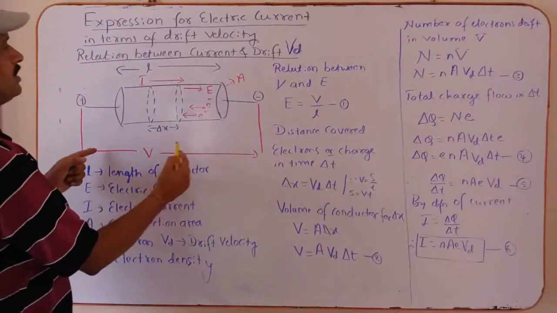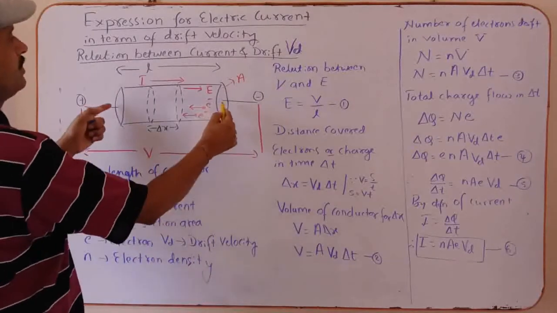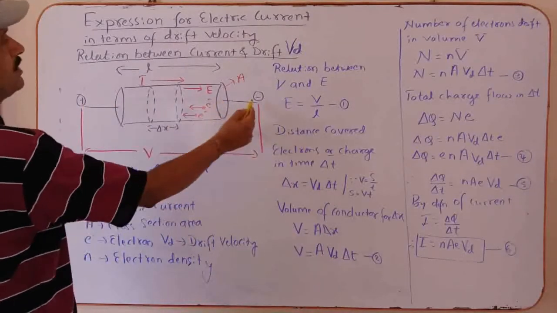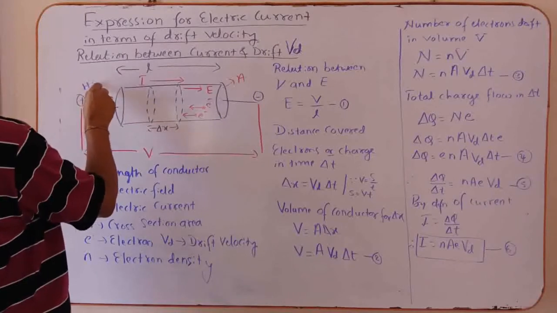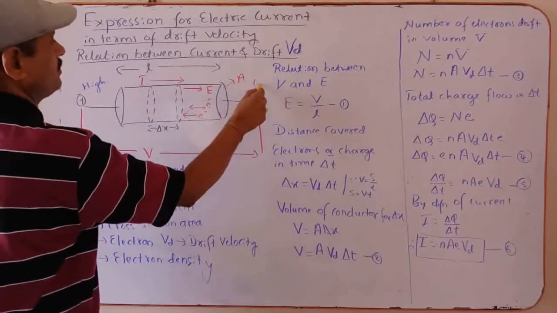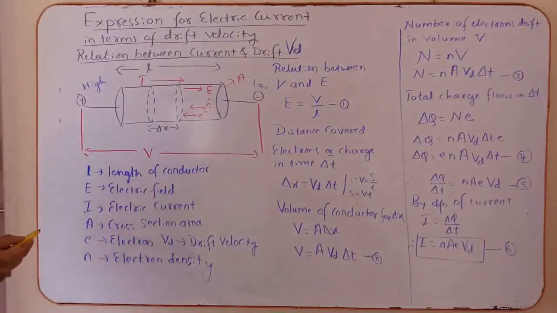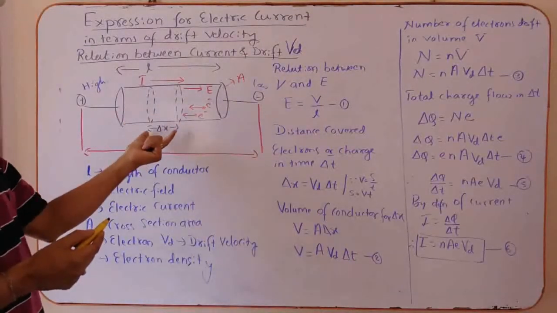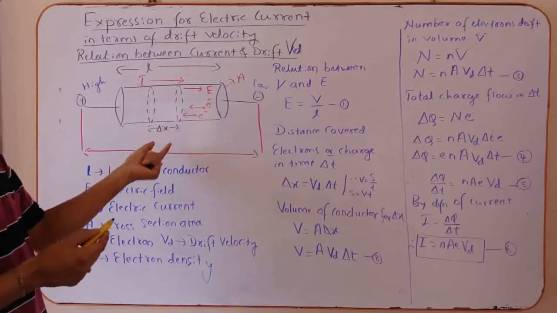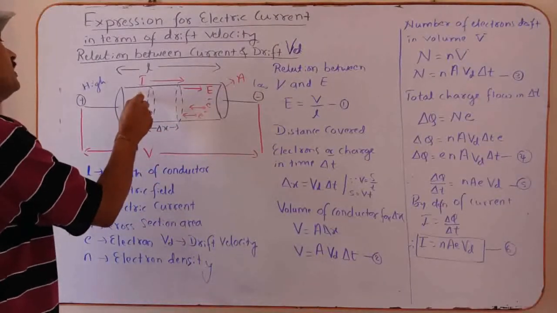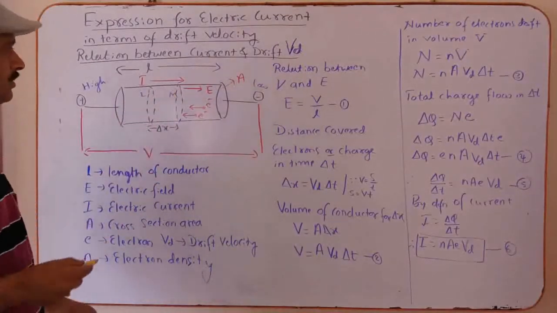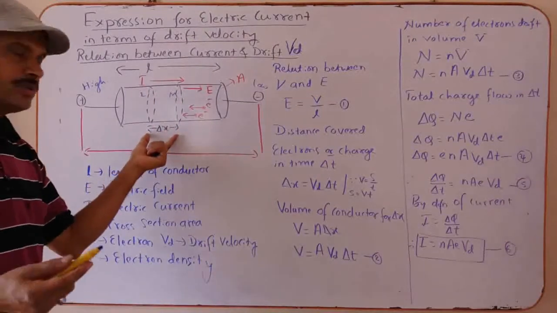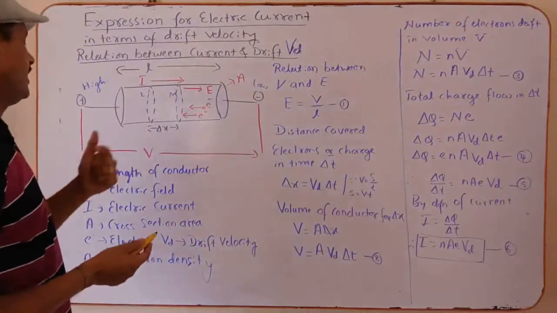Now you apply the potential difference V across the ends of the conductor. One end is positive and the other is negative, said to be higher potential and lower potential. Now take a small area; the distance between these two sections, L and M, is delta x.